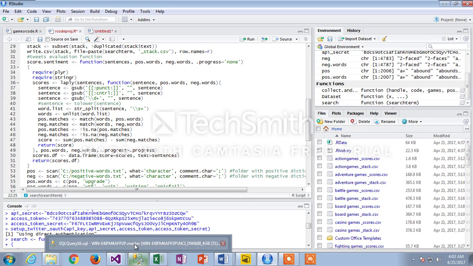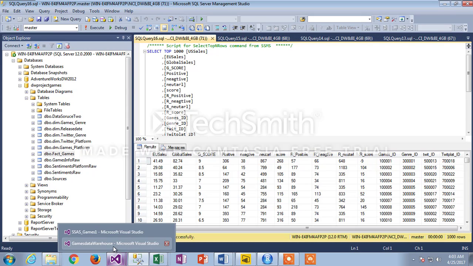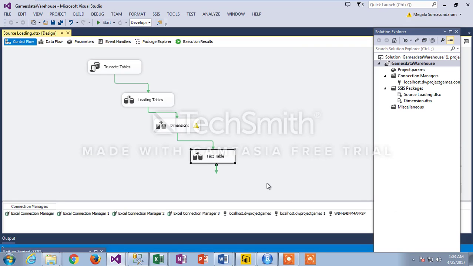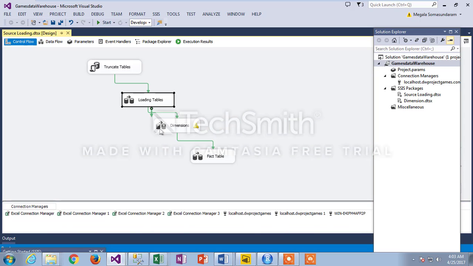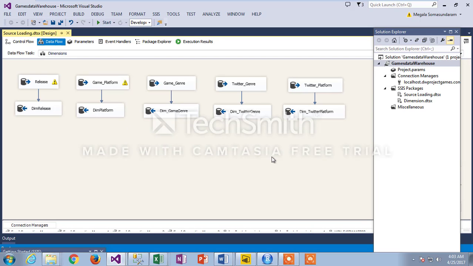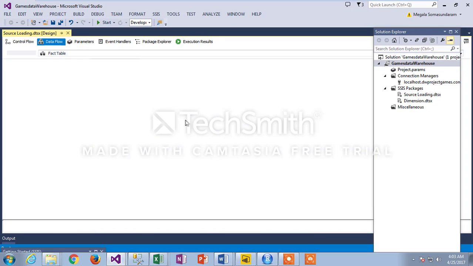Now, in SQL Server Management Studio, I'm going to create a database called DW Project Games. After that, in SSIS, I have truncated the tables and loaded my tables over here and did a data conversion, and all my tables are stored in the DW Project Games. After this, the dimensions are created. I've created four dimensions.